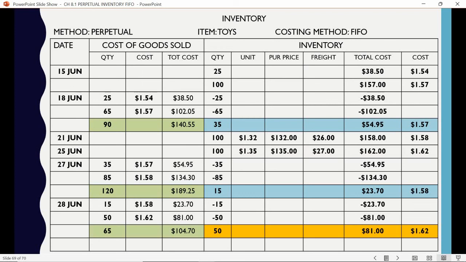So in this case, as you can see, we're weaving through every single time. When we make a purchase, every time we sell, we're going to get rid of the inventory, and every time we make a purchase, it's weaving in and out and through this scenario. All right, and that is how we do perpetual inventory. Okay, any questions?